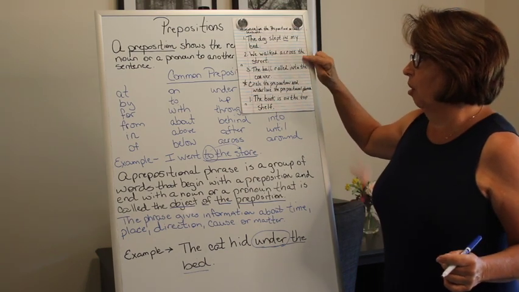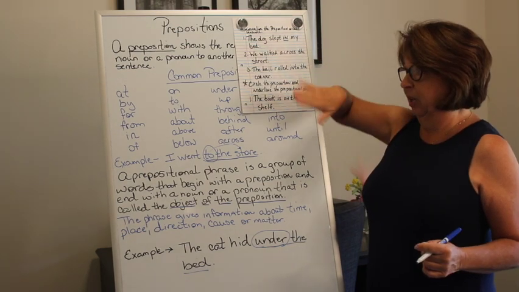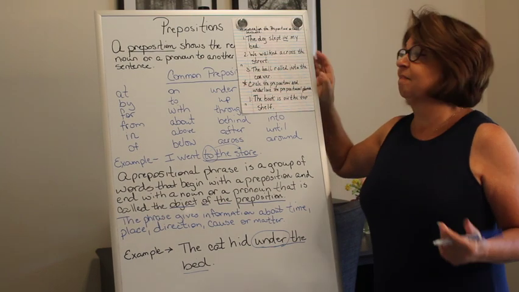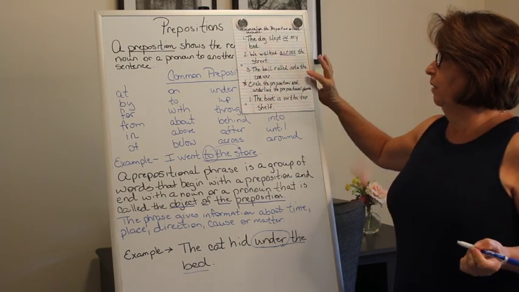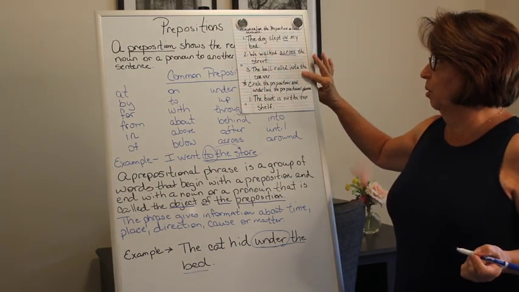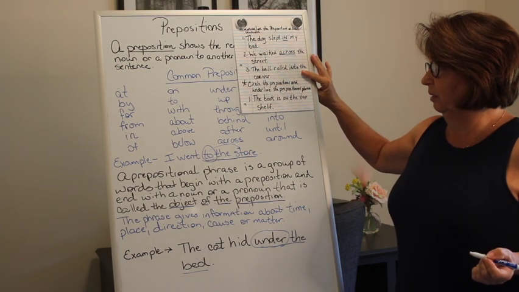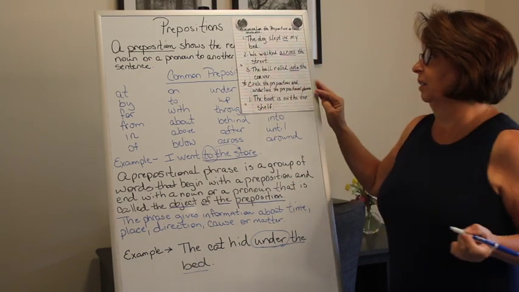We walked across the street. Can you find the preposition? Take a peek at the common prepositions. You see it? If you said across, you would be correct. All right, and finally, the ball rolled into the corner. Do you see the preposition? Look at your list. Yes, if you said into, you would be correct.